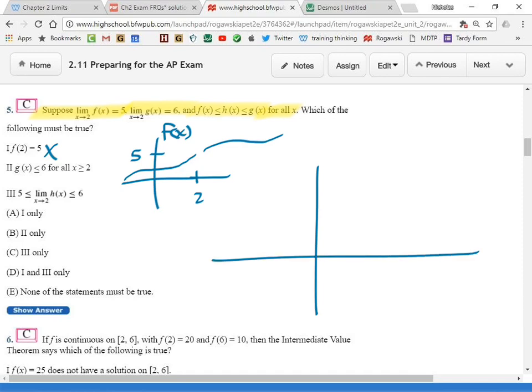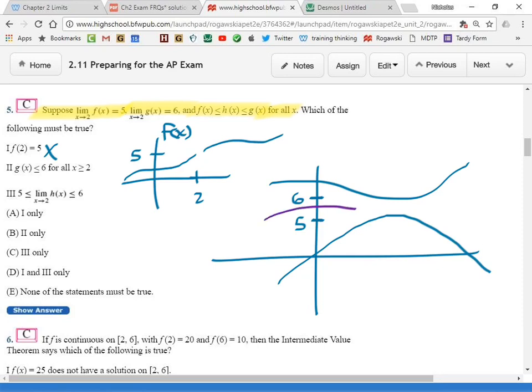Let's say g looks like this, right? And then f, the lower function, looks like this. It says that the limit for f is 5. The limit for g is 6. Now, in comes the middle function. It stops right there, and then it starts right there. There's a jump discontinuity right there. There is no limit that exists for the middle function, which is h.